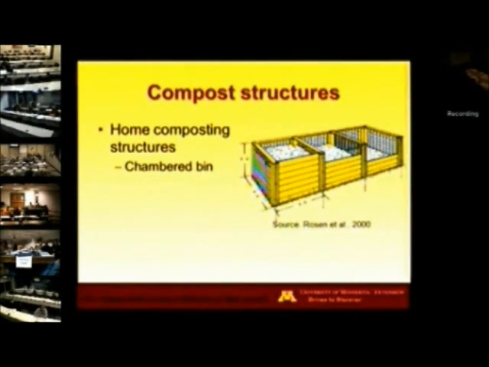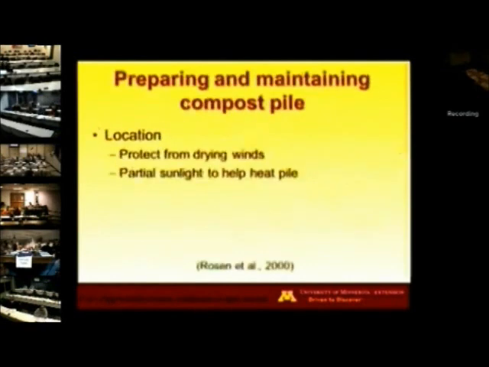Here's one from one of your publications, and this is a 3-chambered compost structure. The compost basically would be started in this bin right here, and then as it decomposes and needs to be turned, they just move it to the next one, and to the next one, and you can see the decrease in volume. And again, really your choices are endless.